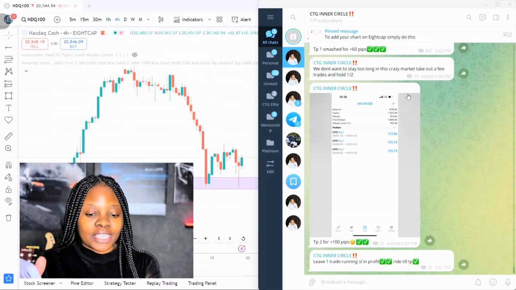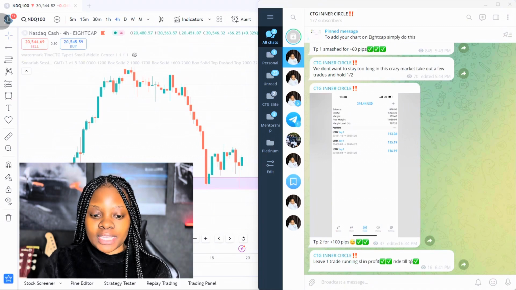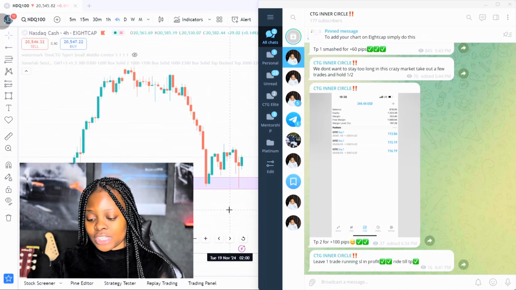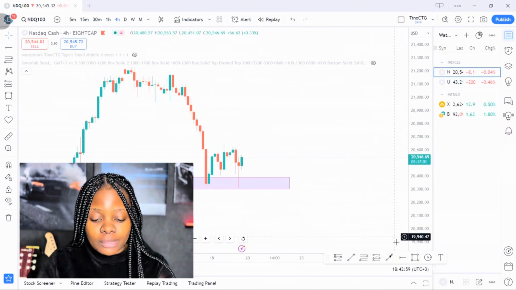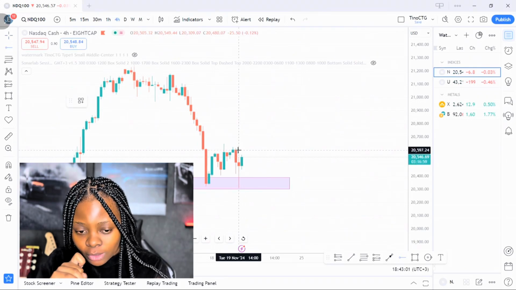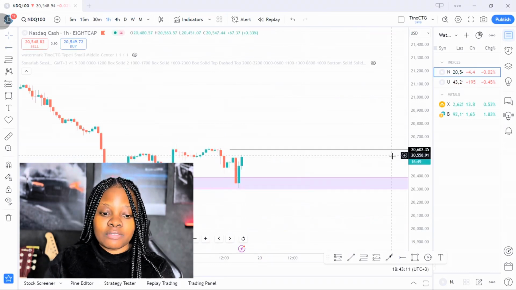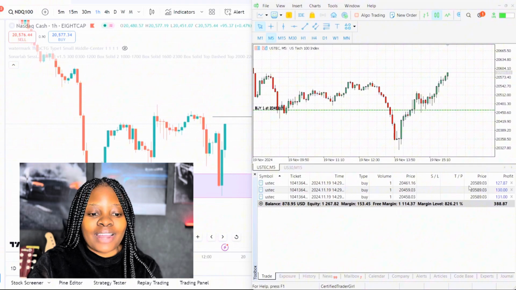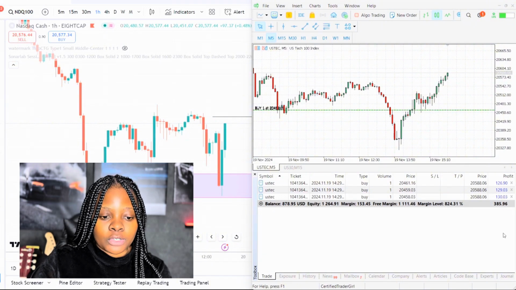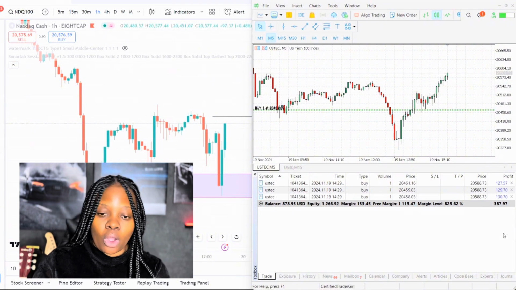So that's it. We have our stop loss in profit and our first and second take profits hit. Right now we're just holding on to the last trade so that we can ride it to the final take profit, which is at this point right over here. And that is absolutely lovely. As you can see, we are holding $390 on all of our trades. That's 130 pips on each of the trades, right?